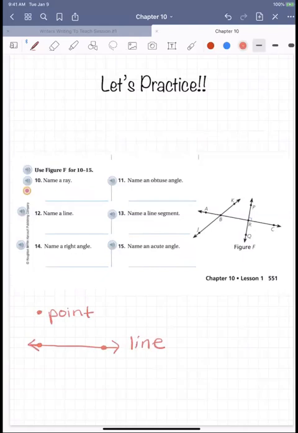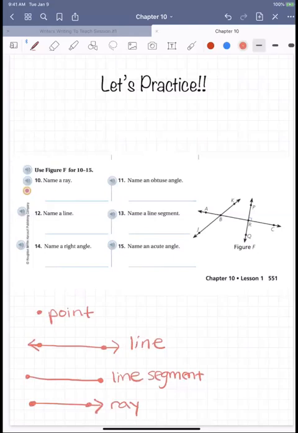There we go. A line is a straight path of points that continues without end in both directions. We have a line segment, which is part of a line between two endpoints. And then we have a ray. A ray has one side that continues and one that's an endpoint. Okay, so those are our lines and rays.